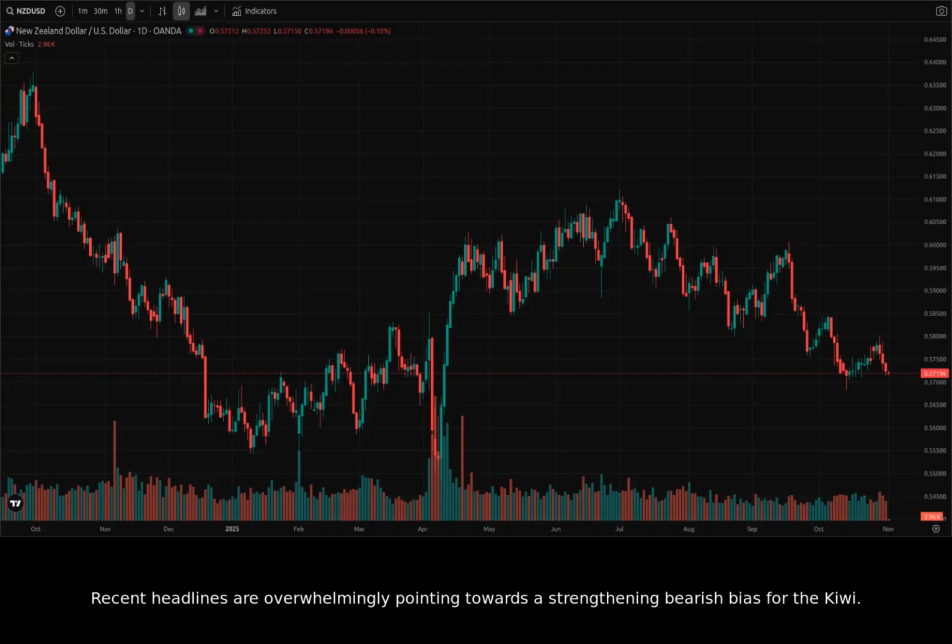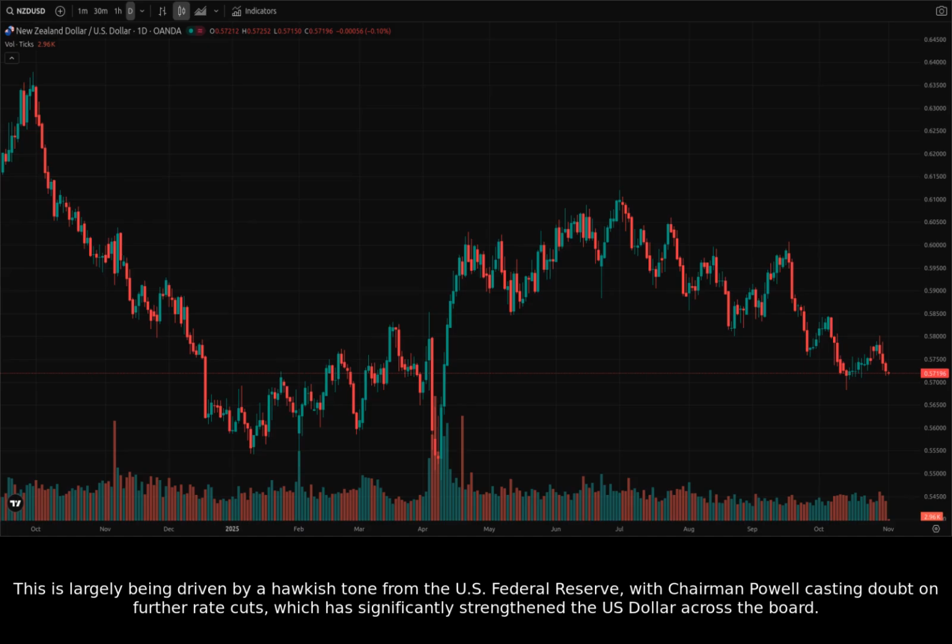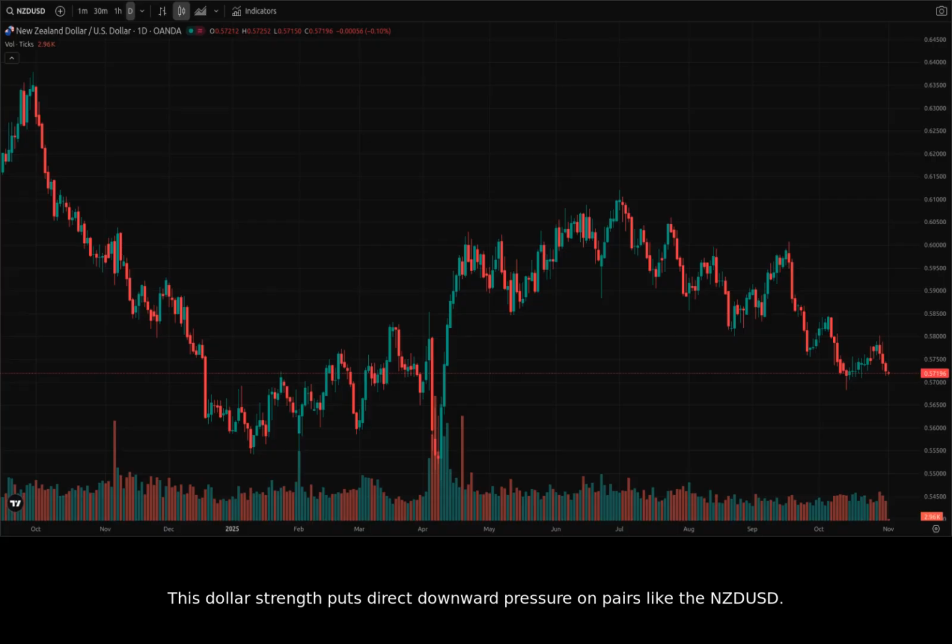Recent headlines are overwhelmingly pointing towards a strengthening bearish bias for the Kiwi. This is largely being driven by a hawkish tone from the U.S. Federal Reserve, with Chairman Powell casting doubt on further rate cuts, which has significantly strengthened the U.S. dollar across the board. This dollar strength puts direct downward pressure on pairs like the NZDUSD.